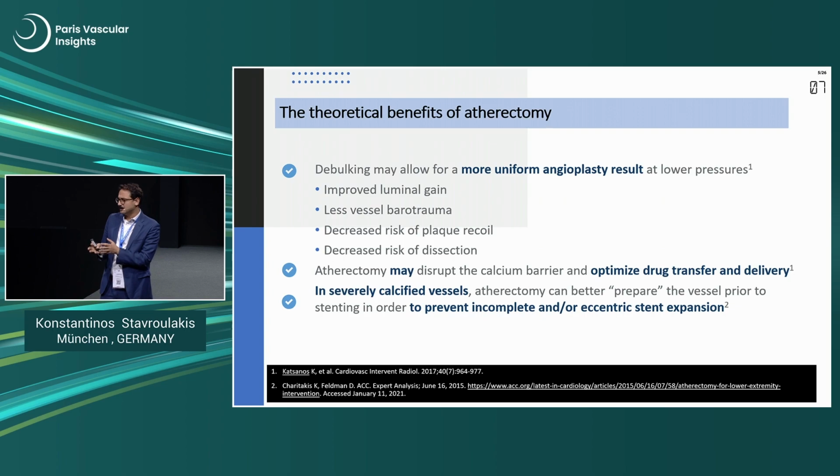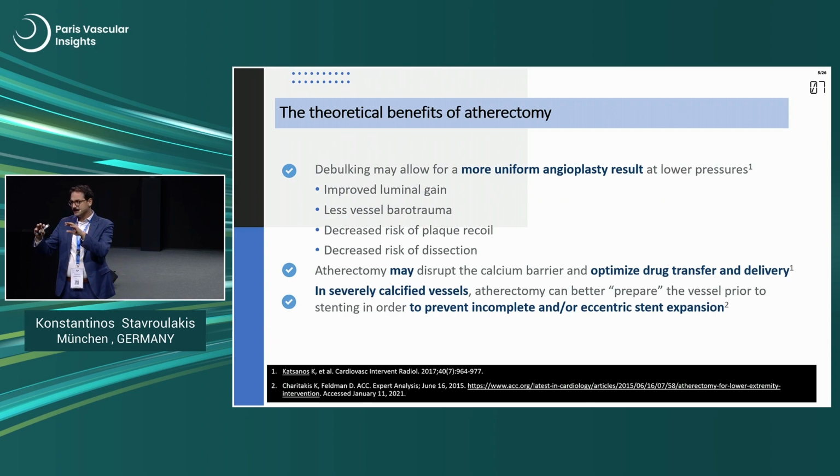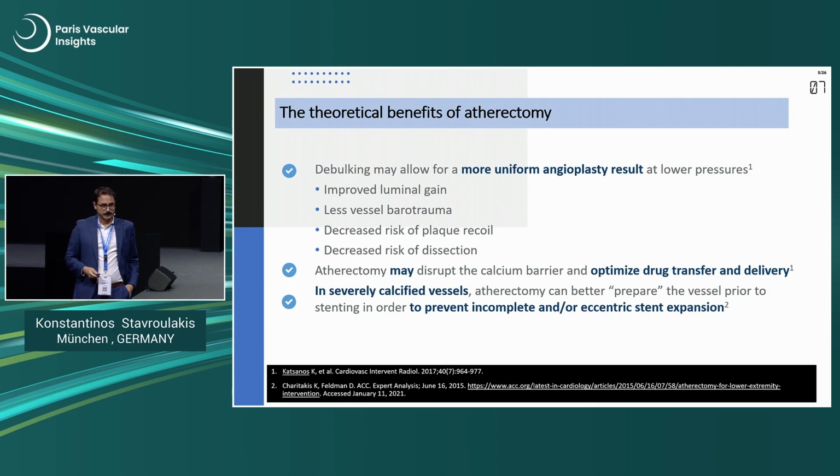The most studied family of vessel prep tools is, I think, atherectomy. And atherectomy is not a single modality, but many different modalities with different outcomes and indications that are evaluated under the umbrella term atherectomy. Why should we use atherectomy? Atherectomy has some theoretical benefits, especially in the acute setting. We can improve the luminal gain. We cause less barotrauma afterwards with the angioplasty. We can decrease the risk of recoil and dissections. And when we combine it with drug-coated technologies, we might improve the uptake of the drug into the vessel wall.